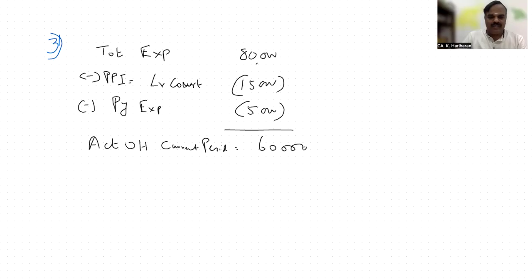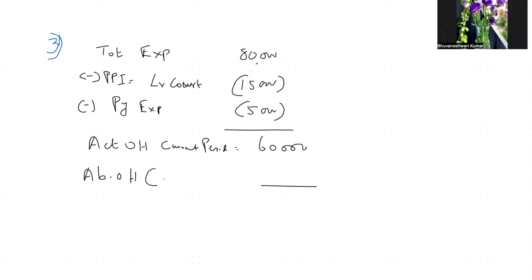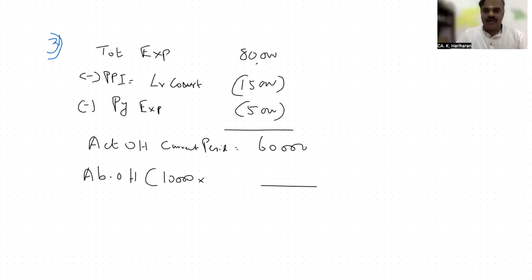Actual overhead minus absorbed overhead is equal to difference in absorption. Absorbed overhead is based on how many hours they work into the recovery rate per hour. How many hours did they actually work? 10,000 hours, sir. Overhead recovery rate per hour given in this question comes to 5 rupees per machine hour. So absorbed overhead comes to 5 rupees per hour, total number of hours worked comes to 10,000, meaning 50,000 is absorbed.